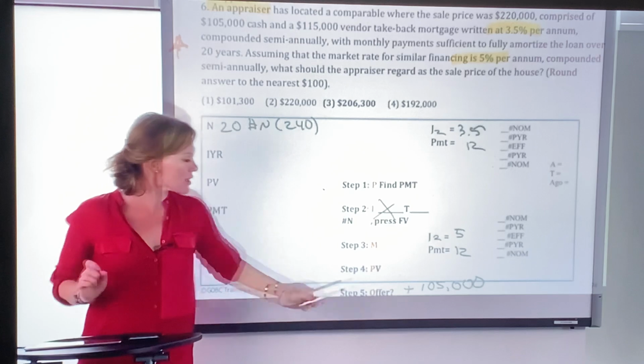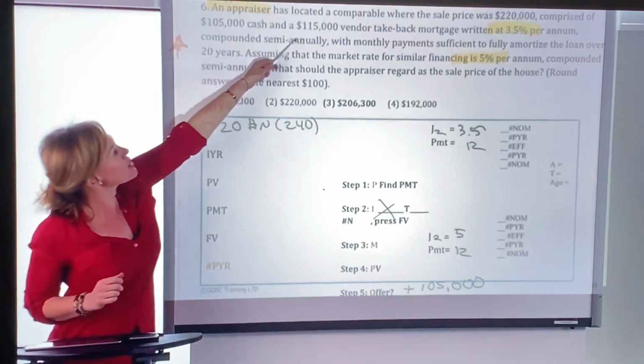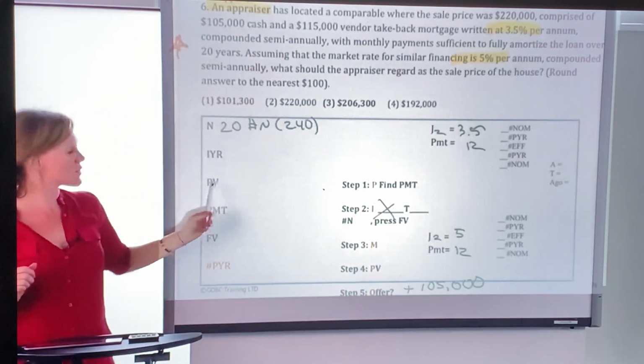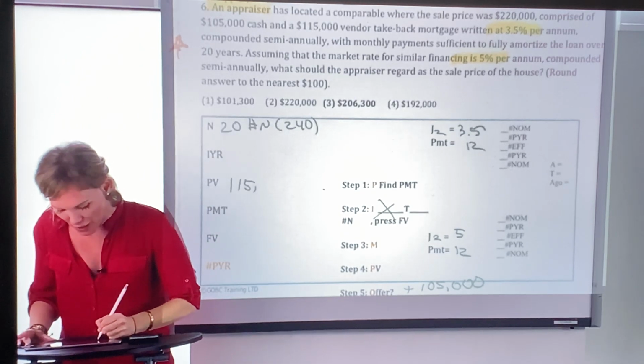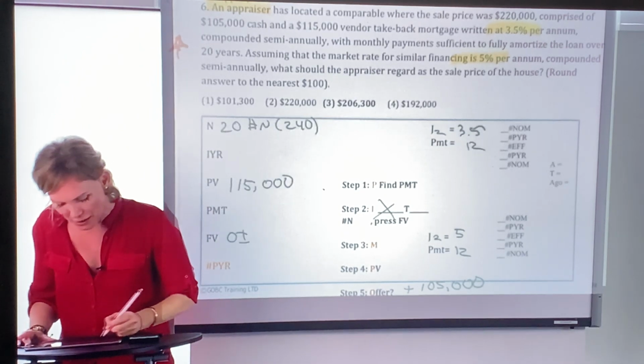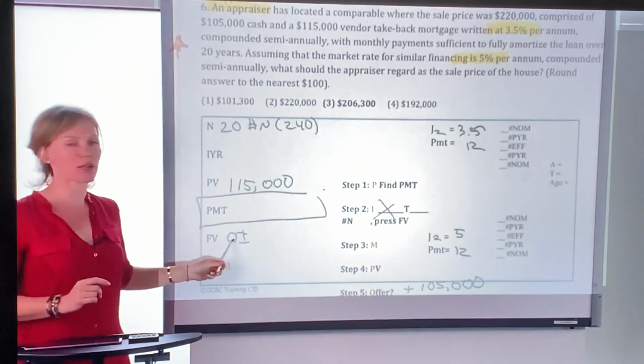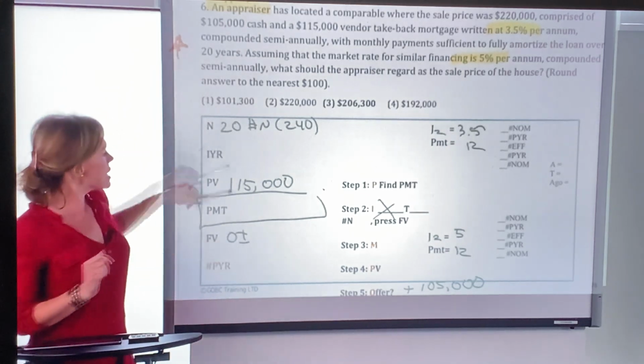Okay, I'll put it right here in step number 5 so I don't forget it. But the mortgage is what I want. So the mortgage is 115,000. So that is my present value. So 115,000 PV, 0 plus minus future value, because when you're looking for the payments, future value always has to be 0. Good job. And now we have enough information.